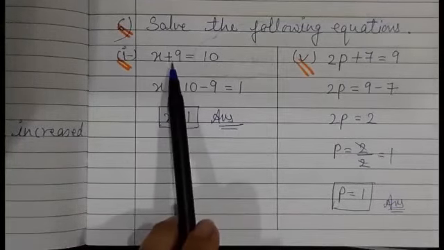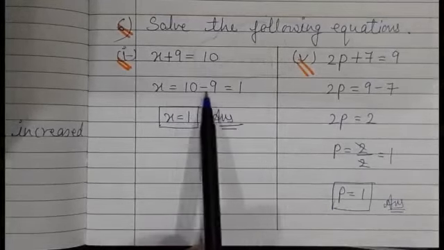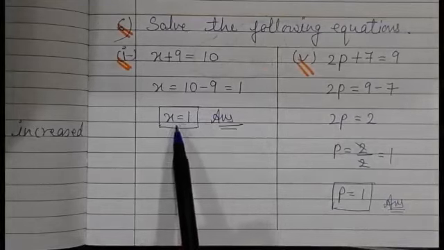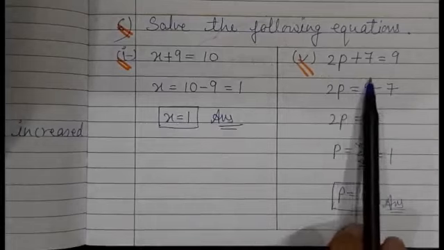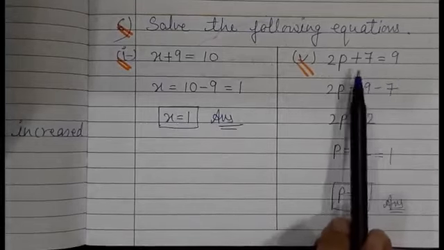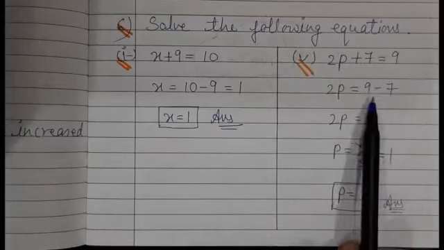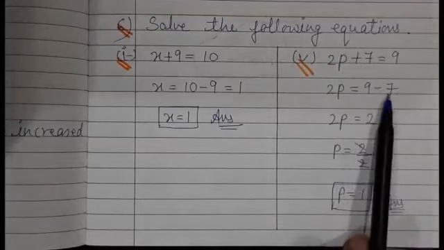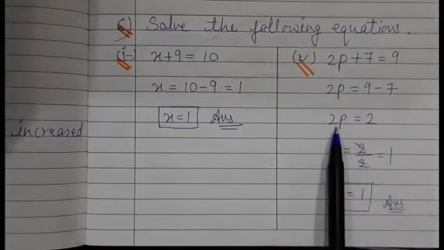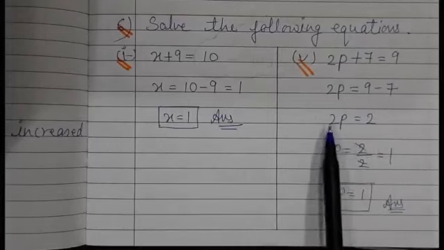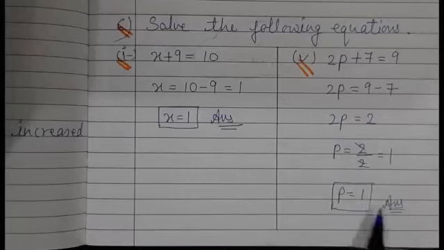When we transpose plus 9 from the left-hand side to the right-hand side, then 10 minus 9 will be 1. So the value of x will be 1, right? Fifth part, 2p plus 7 is equal to 9. When we transpose this plus 7 from the left-hand side to the right-hand side, it becomes minus 7. 9 minus 7 will be 2. 2p is equal to 2, and now transposing 2 to the right-hand side, 2 upon 2 will be 1. So the value of p will be 1.